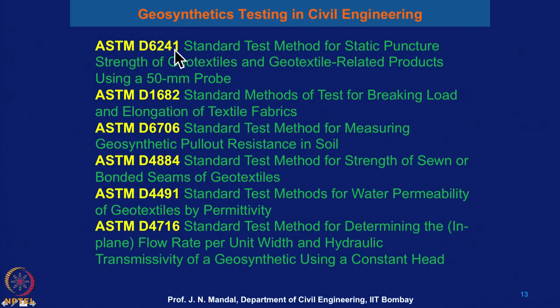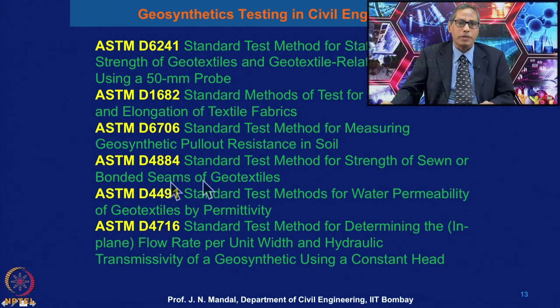ASTM D6241, standard test method for static puncture strength of geotextiles and geotextile-related products using a 50 millimeter probe. ASTM D1682, standard test method for breaking load and elongation of textile fabrics. ASTM D6706, standard test method for measuring geosynthetic pull-out resistance in soil. ASTM D4884, standard test method for strength of sewn or bonded seams of geotextiles.